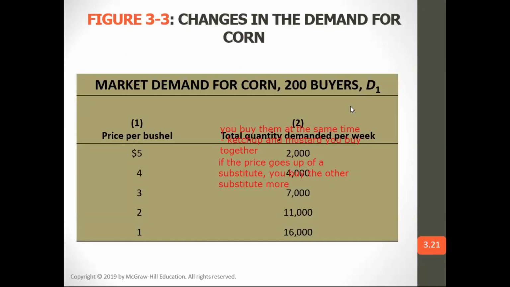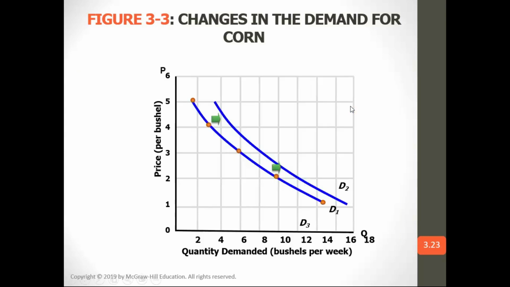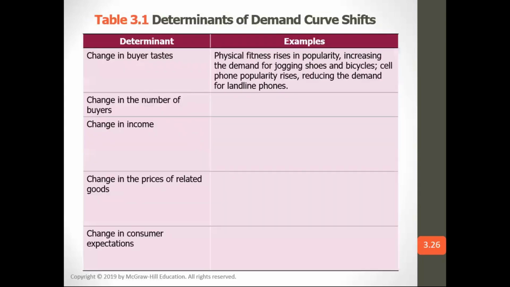So if demand goes up like this, then there's more demanded of corn. If demand goes left, there's less demand of corn. So change in buyer taste. An example of that is physical fitness rises in popularity, so people buy more jogging shoes and bicycles. And then also cell phone popularity rises, so there's a reduced demand for landline phones.